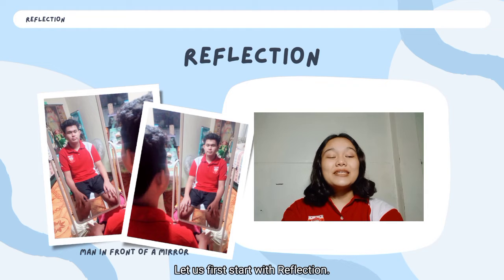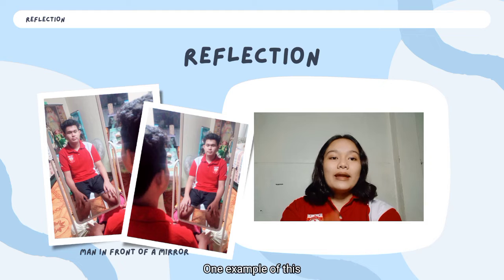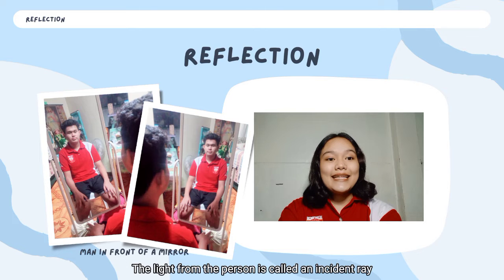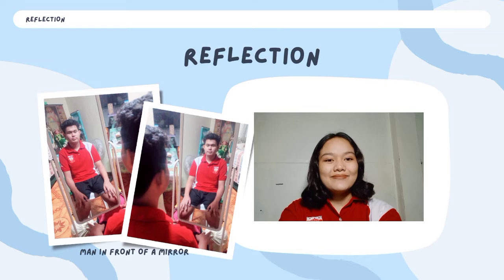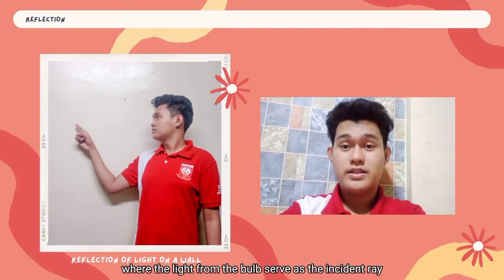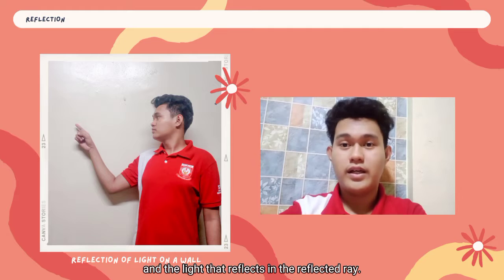Let us first start with reflection. Reflection refers to the bouncing back of light. One example of this is when a person is standing in front of a mirror. The light from the person is called an incident ray, and the light that bounces back is called the reflected ray. Another example of reflection is the wall, where the light from the bulb serves as the incident ray and the light that reflects is the reflected ray.